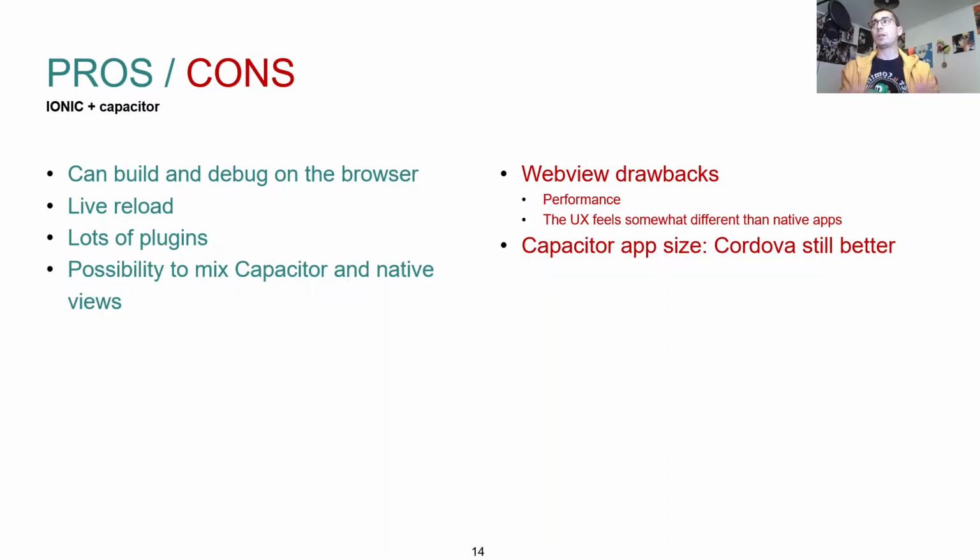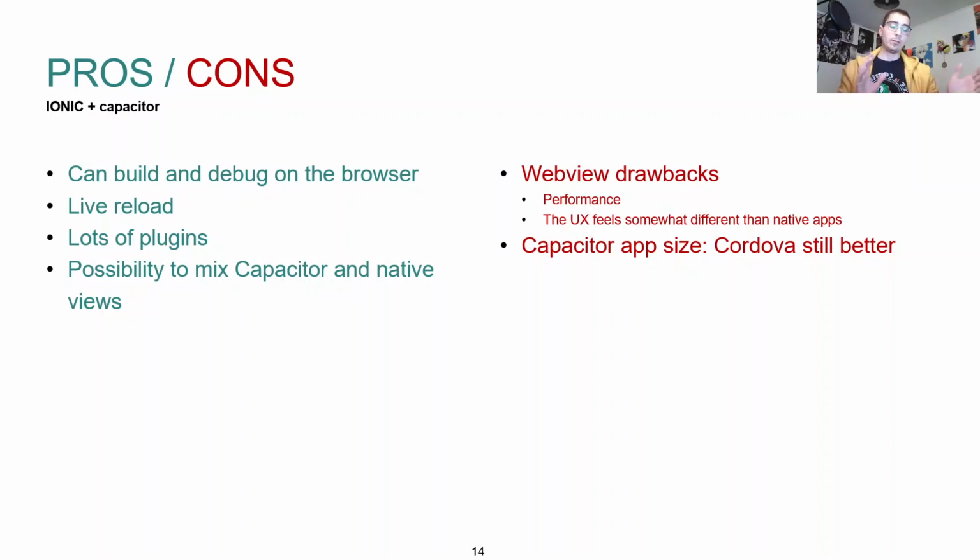Of course, the drawback is that you have the web view drawbacks: the performance, the UX, which feels somewhat different than native apps, and the Capacitor app size, which, as far as I read, is bigger than Cordova. But maybe it can be optimized with future versions. So it's something that we need to be careful about.